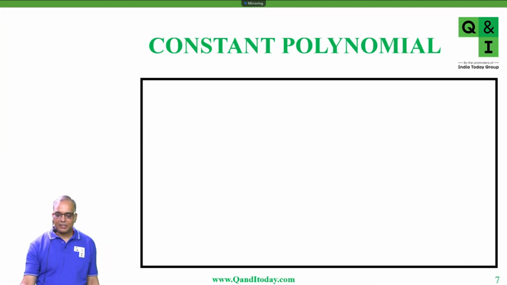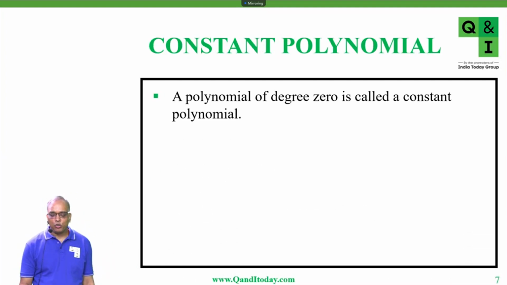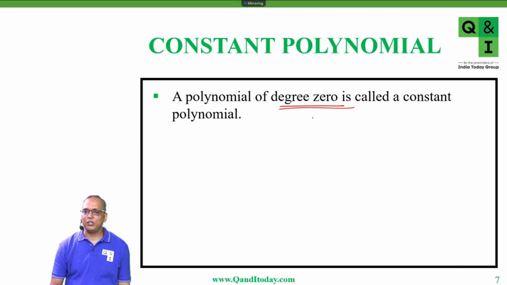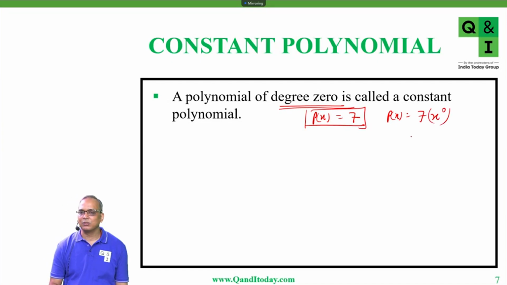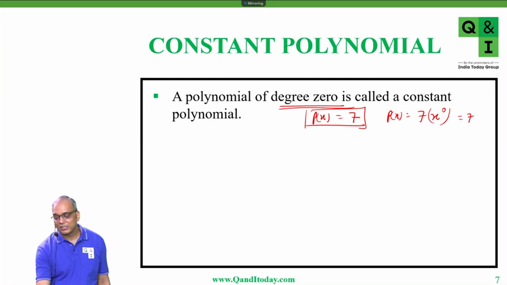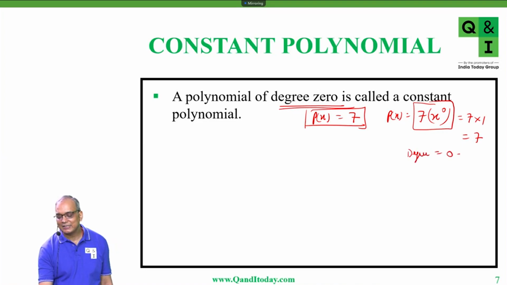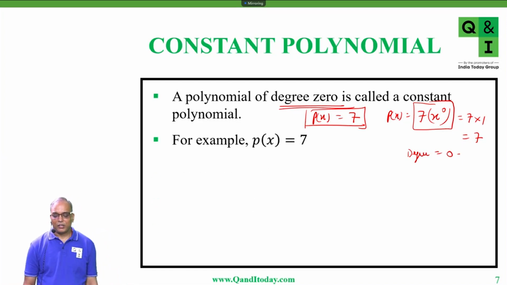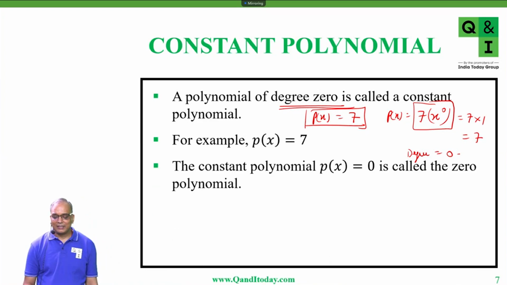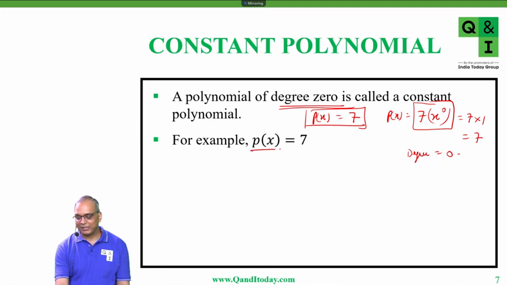Okay. Now constant polynomial. A polynomial of degree 0 is called a constant polynomial. For example, if we have a polynomial p(x) is equal to 7, this is a constant polynomial. Why? Because we can write this as 7 times x raised to the power 0. X to the power 0 means 1. So this will be 7 into 1, which is 7. So here the highest degree term is 7x^0, and that's why we say that the degree is equal to 0. So the degree of a constant polynomial is 0. For example, p(x) is equal to 7 has degree 0.